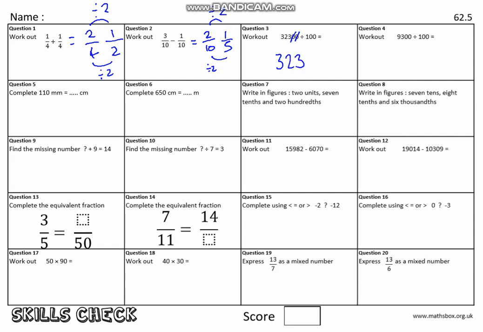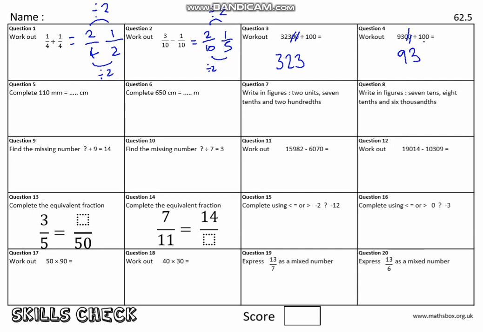323. Up next, it says 9,300 divided by 100. So again, I've got 2 zeros in 100, so we're going to get rid of 2 zeros off here. So we'll get rid of that one and we'll get rid of that one. So the answer is 93.